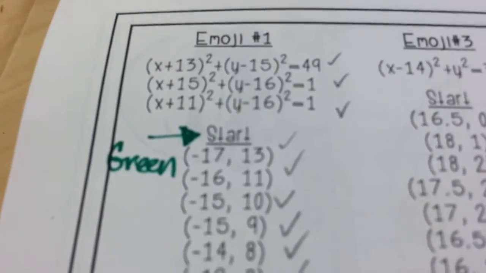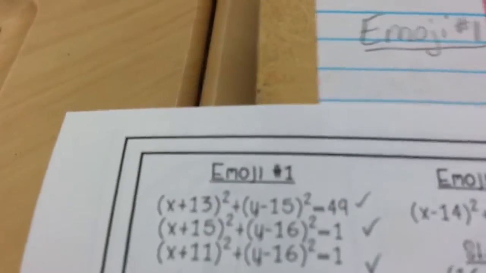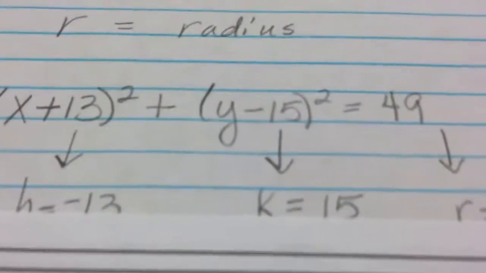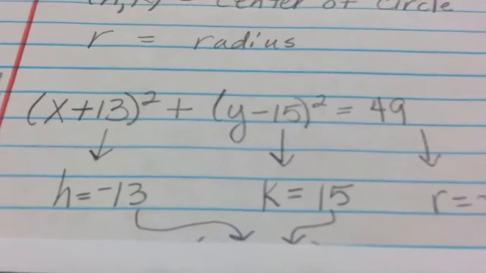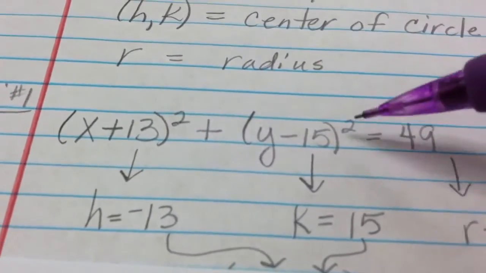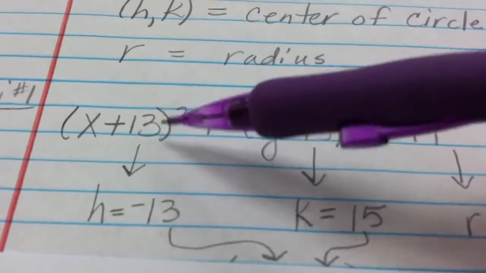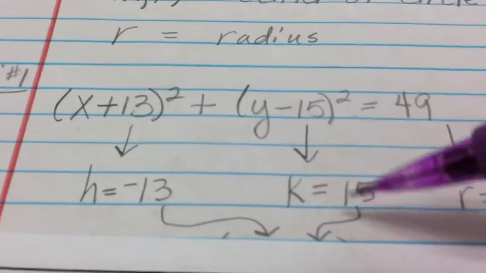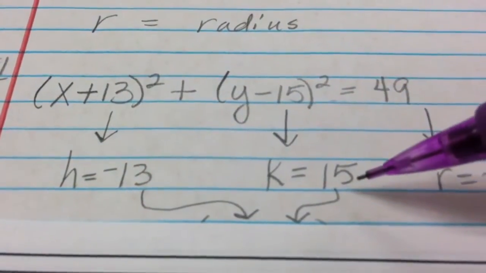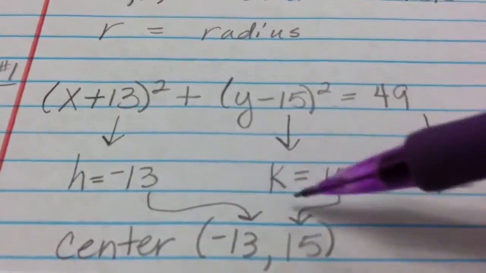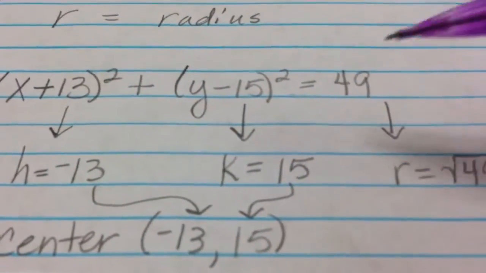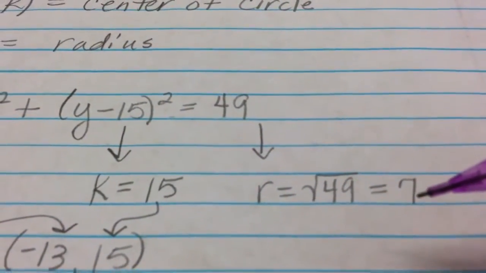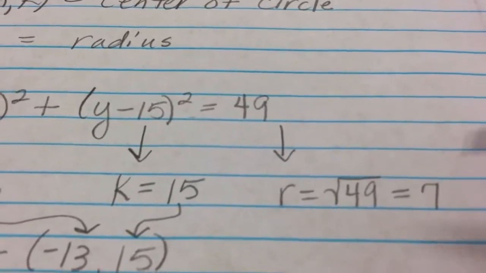So I'm going to go through each one of these. The first one is (x + 13)² + (y − 15)² = 49. The numbers 13 and 15 become your center, but when you bring them outside the parentheses, instead of positive, it becomes negative, and instead of negative, it becomes positive. So it's negative 13, positive 15. So the center of your circle is at (−13, 15). For your radius, you take the square root of that number, and it becomes 7. So our radius is 7.